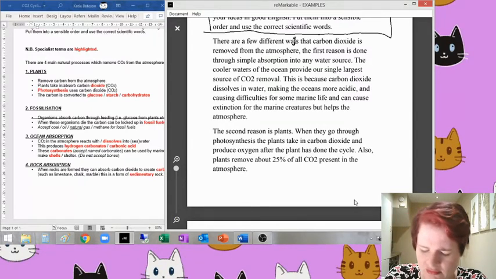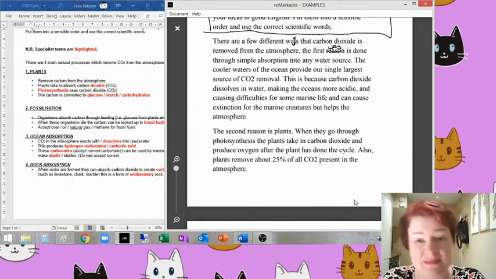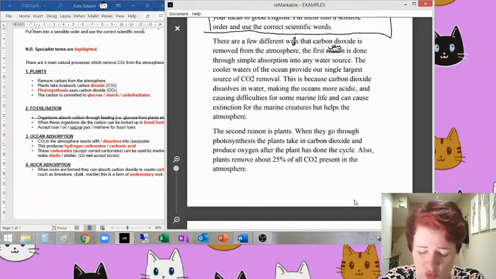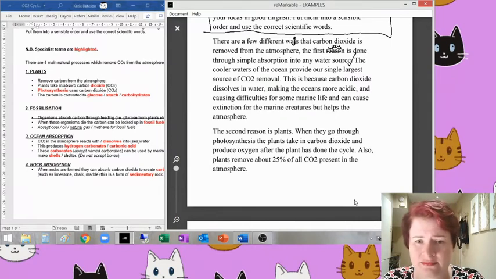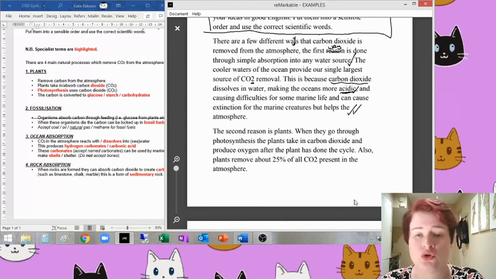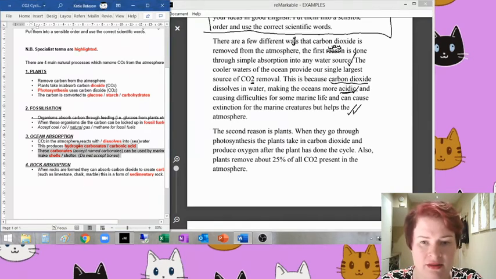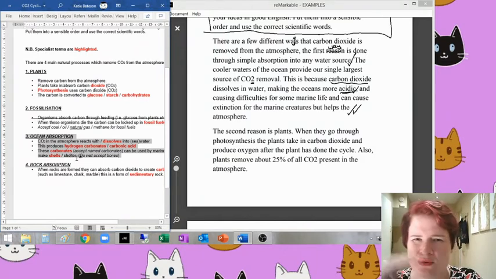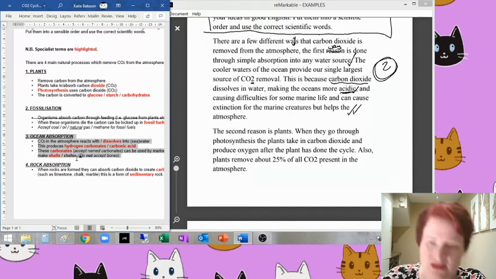The first reason, maybe say the first way, or the first method, is done through the simple absorption into any water source. Yes, agreed. The cooler waters of our ocean provide our single largest source of CO2 removal. Technically, I'd want that 2 down at the bottom. This is because carbon dioxide dissolves in water, making the oceans more acidic. Fantastic scientific concept there, and we've got keywords here. Causing difficulties for marine life. Yep. Okay, so that is a really good, solid description of this bit here. Granted, they've not necessarily talked about them being locked up in carbonates, but that was sort of the level 8, level 9 stuff, so I'm happy with that. So I'm happy to give them 2 marks for that section.